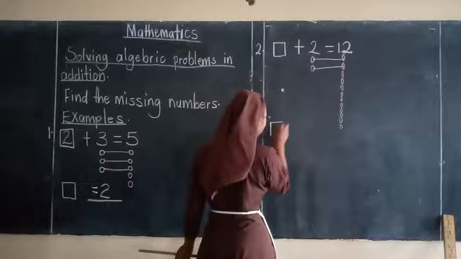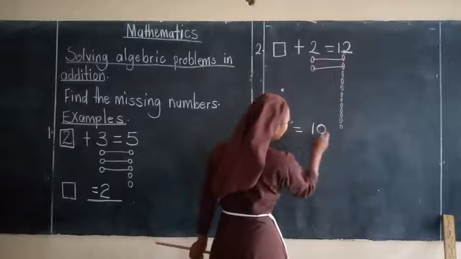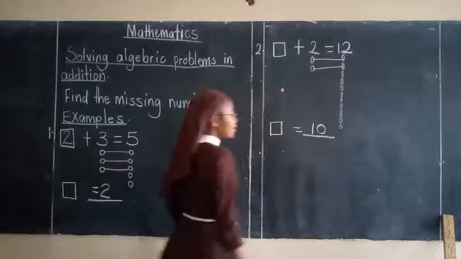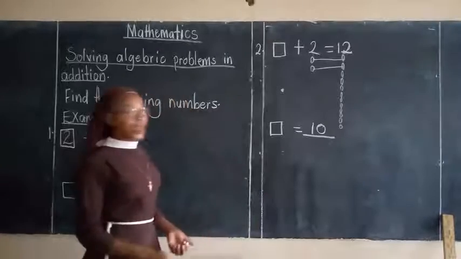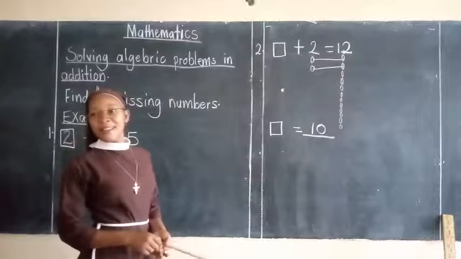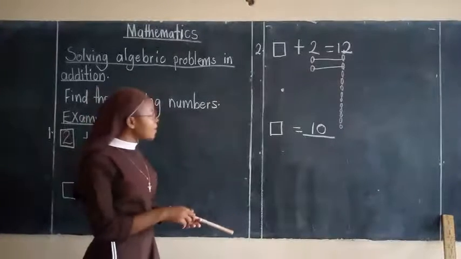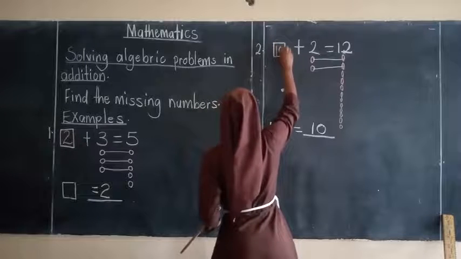So box is equal to 10. And we underline our answer. Box is equal to 10. Do we end there? Annie is saying something. Yes, dear. She's saying we get that 10 and we fill it in the box. And we write it here. 10.